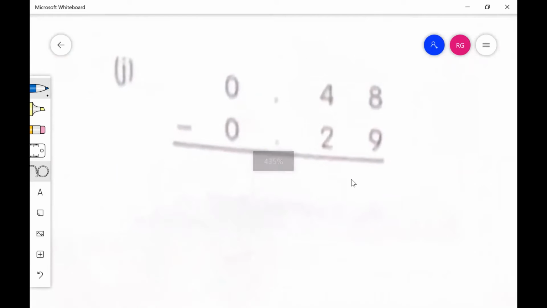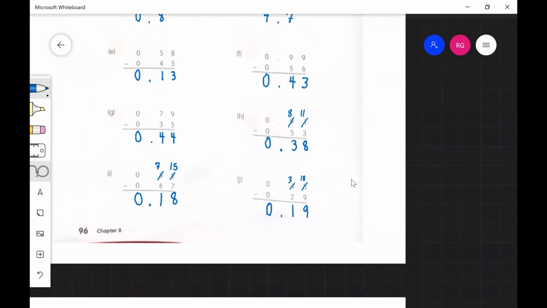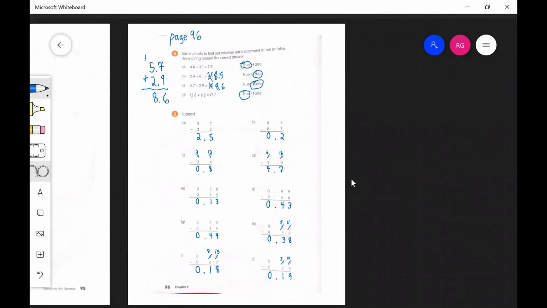We're on the last one here on the page at least. So here we go. This I need to borrow from, that becomes a 3. And my new digit there is going to be an 18. So I need to take 18 minus 9 is 9. And then 3 minus 2 is 1. So it looks like the answer is 0.19. Okay, so those are your answers there on page 96.